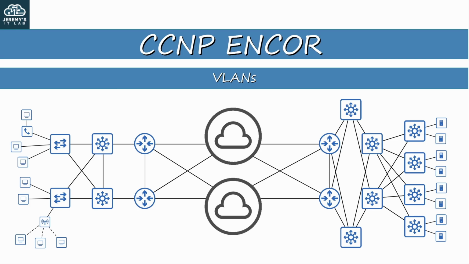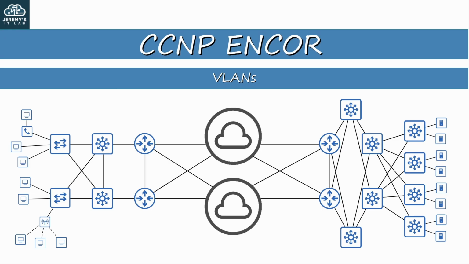This is a complete course for the CCNP ENCOR, Enterprise Core exam. This course will cover all topics you need to know to pass the ENCOR exam. In this video, we will look at VLANs, virtual LANs, which are used to segment a network at layer 2 by dividing a switch into multiple virtual switches.